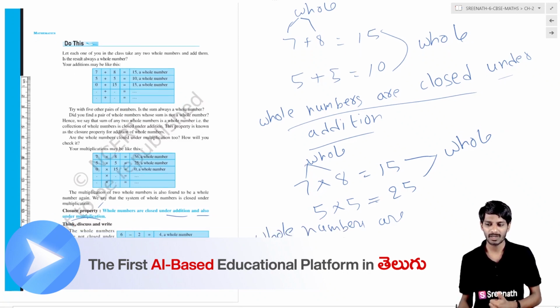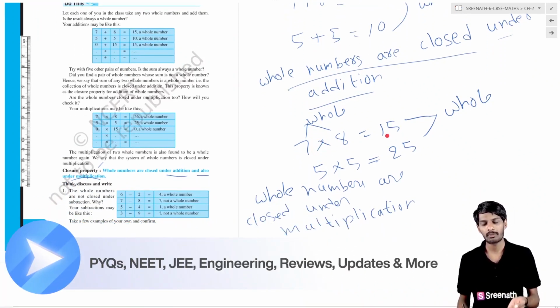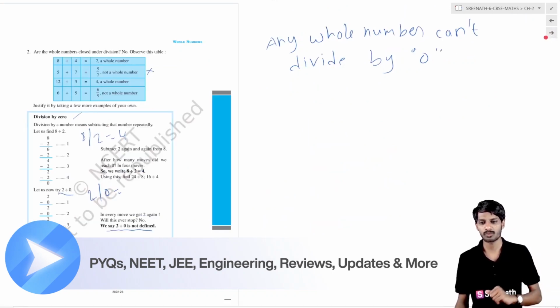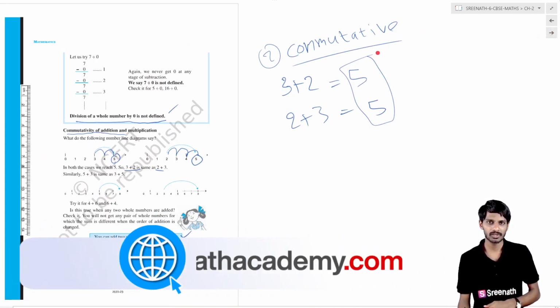And in the case of multiplication also, the multiplication of any two whole numbers again gives a whole number. So the closure property is satisfied in multiplication also. Whole numbers are closed under multiplication. This is the first property. And we can't divide any whole number by 0. And the next thing is the commutative property.